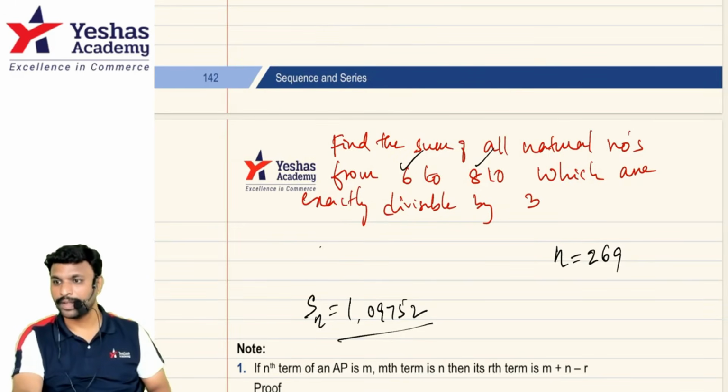Hey, is it 0.5? You won't get 0.5. You won't get a decimal value. Then you'll have to recheck.